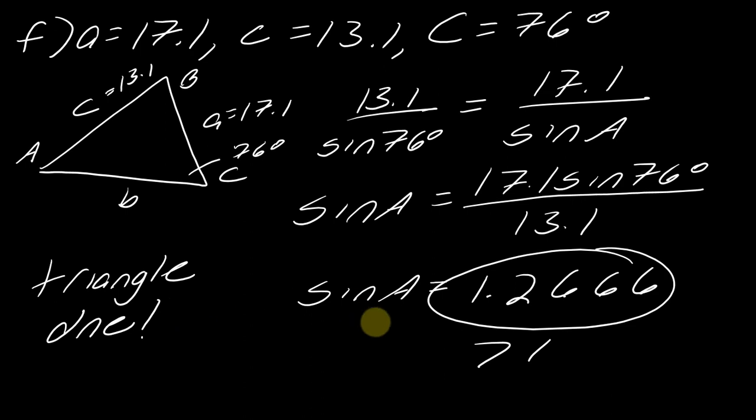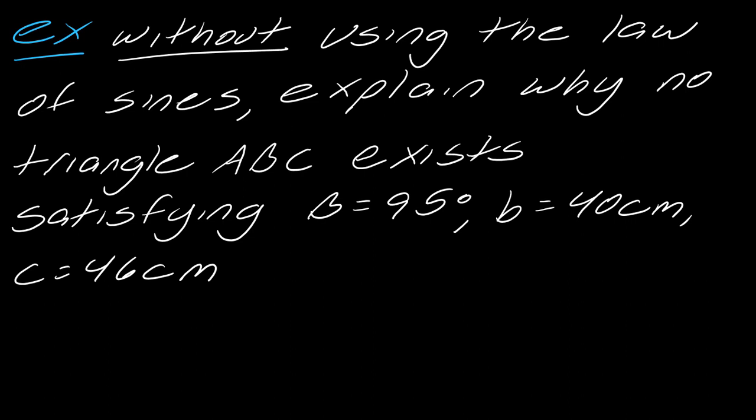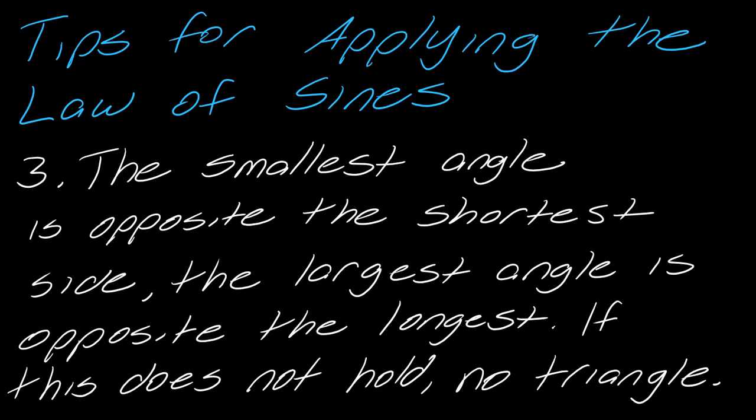So once you get that sine of A, or your sine is greater than 1, don't go any farther. You're good to go. Okay. So the last thing I just want to talk about here is, without using the law of sines, explain why no triangle ABC exists satisfying these three conditions: B equals 95 degrees, b equals 40 centimeters, and c equals 46 centimeters. So I would recommend that you just think about this for a moment. I kind of gave you a big hint about this earlier. Maybe think about it and then hit play when you're ready.